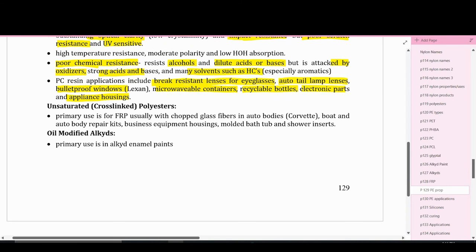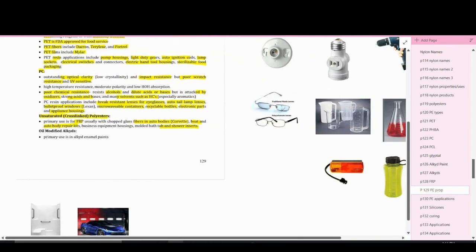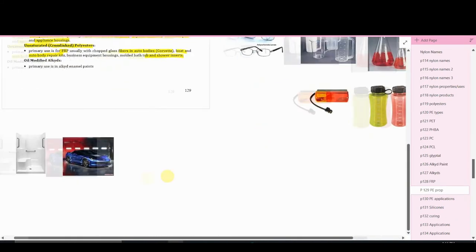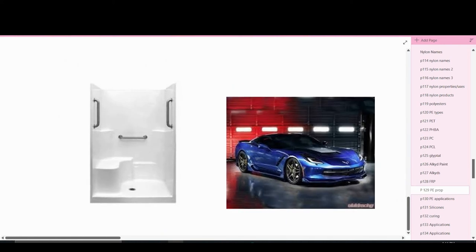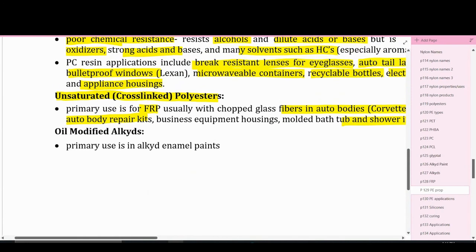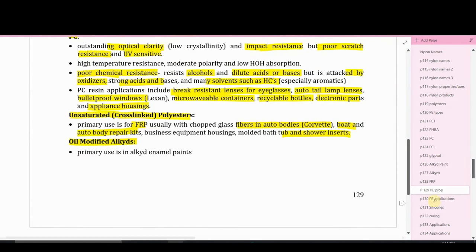The primary use for unsaturated cross-linked polyesters would, of course, be for FRP, fiberglass reinforced plastic. Auto bodies like the Corvette, boat and auto body repair kits, business housing, and in fact, molded shower inserts. I think I have a picture here somewhere. Right there. There's a molded shower insert made of FRP, fiberglass reinforced plastic. And of course, here's a picture of your Corvette that you own. It's made of fiberglass reinforced plastic. And then finally, we have oil modified paints, alkyd paints, right?